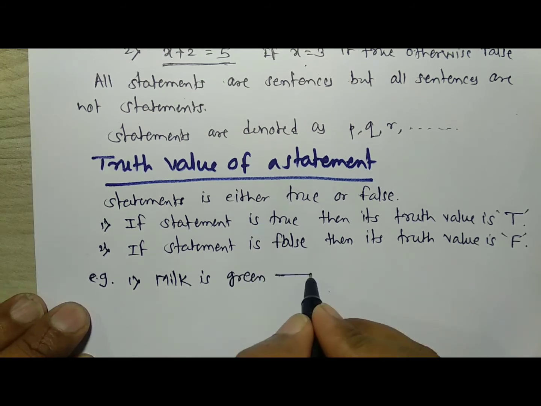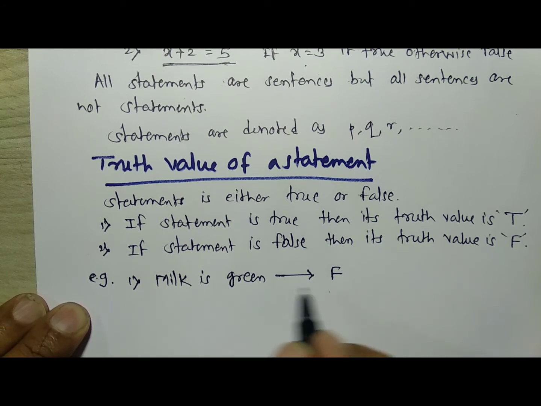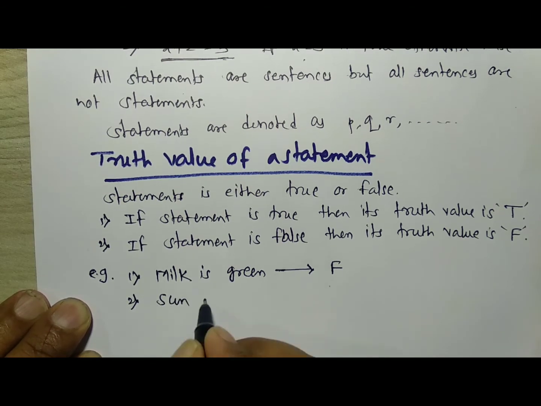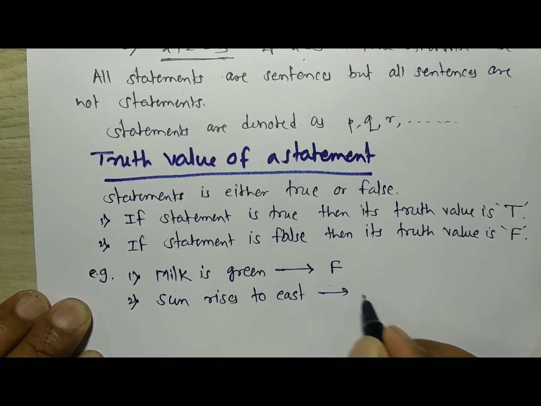The truth value of this statement is false, because milk is white, and therefore the truth value of this statement is false. Second one is: the sun rises in the east. The truth value of this statement is true.